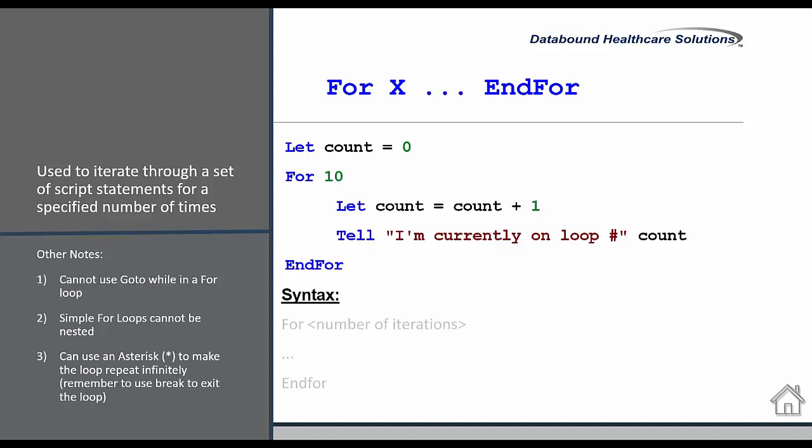So here's an example. So let count equal 0, for 10, let count equal count plus 1, and I'm currently on loop count. Very simple. If you plug this into EMUE and ran it, all it would do is it would count to 10, and it would say, I'm currently on loop number 1, number 2, number 3, etc.